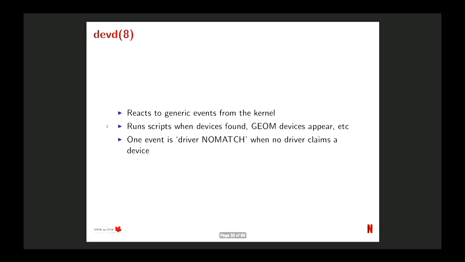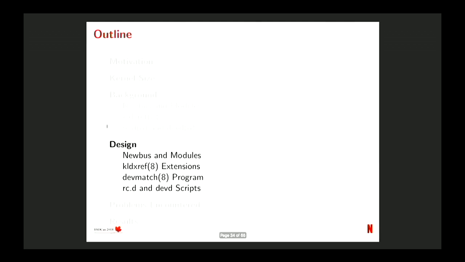devd is a program I wrote years ago that reacts to events in the kernel that happen. And one of these events is that I discovered a device that I don't have a driver match for. And so devd gets this device from the kernel and does things for it. And I hook into that later to run a script to try to dynamically load a driver, for example a UMS driver if you plug a mouse in.